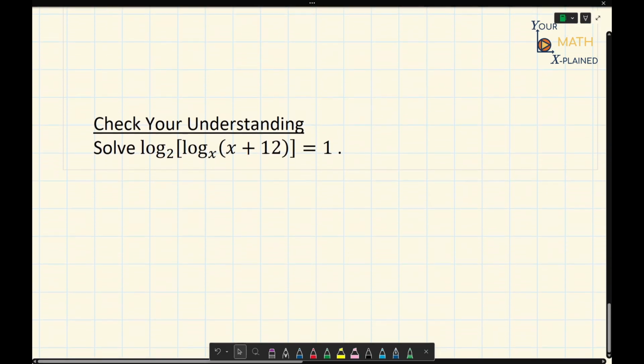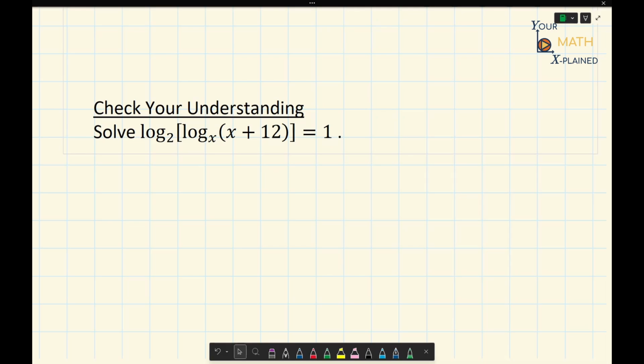And now it is your turn to give this a try. Can you solve this log equation on the screen here?